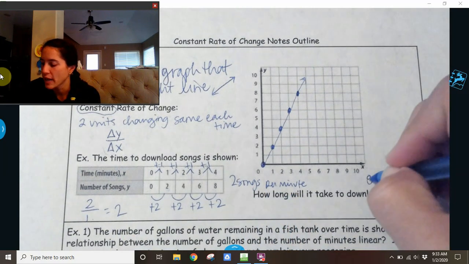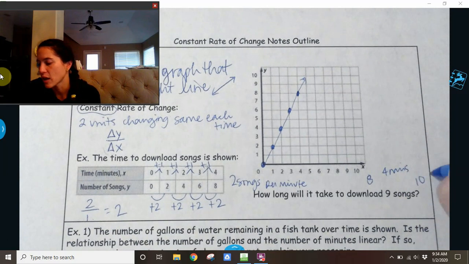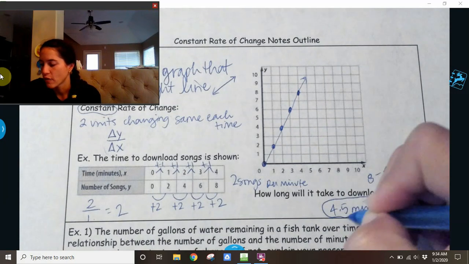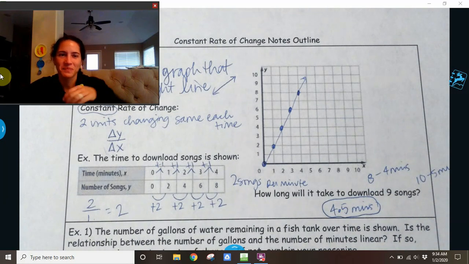So if we wanted to do 8 songs, that is 4 minutes. And if we wanted to do 10 songs, that would be 5 minutes. So 9 songs would be right in the middle, and so it would be 4.5 minutes. 4.5 minutes to download 9 songs.